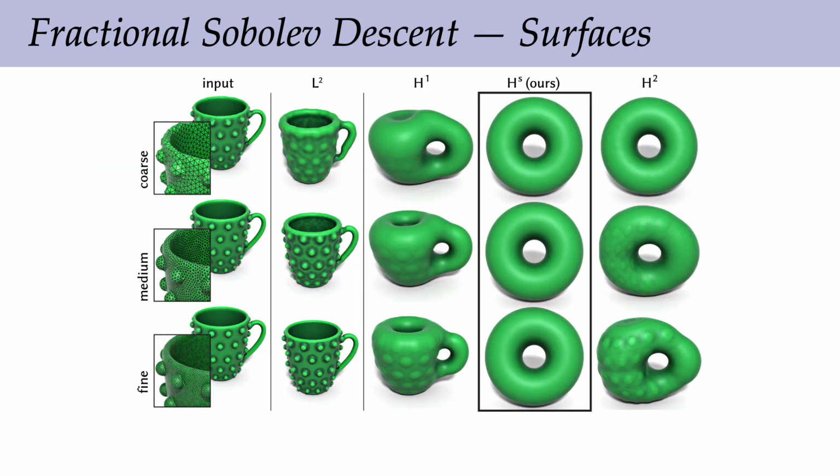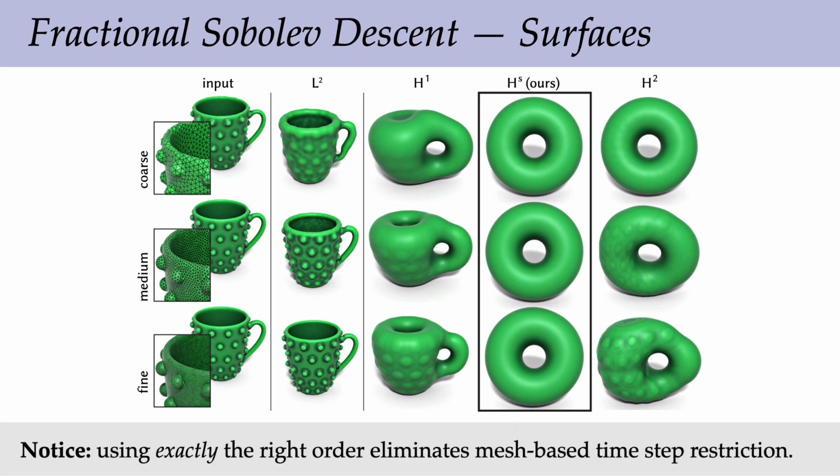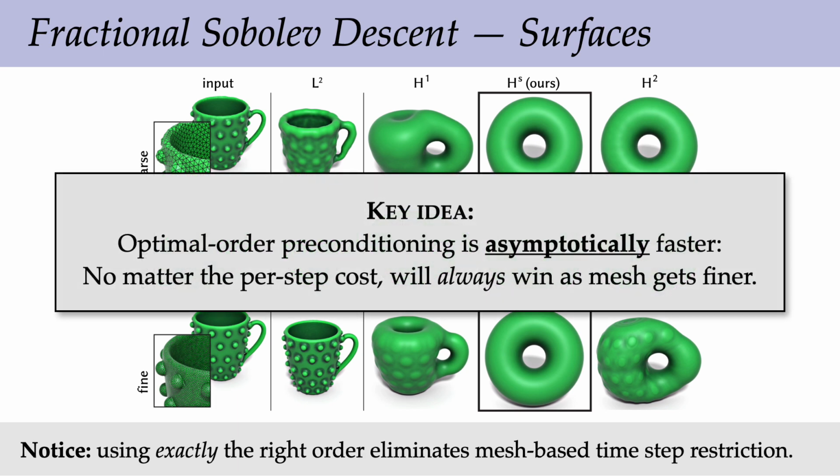Here's an analogous example for surfaces where we try out these different preconditioners on a mesh of various resolutions going from top to bottom. So the tangent point energy in this case should turn this bumpy mug into a round torus. And what we see is that as the edge length decreases, most of the preconditioners make less progress because they have to take smaller steps. Except for our fractional preconditioner, which gets to the minimizer in roughly the same number of steps. We've effectively eliminated this mesh-based time step restriction. So this is really the payoff.